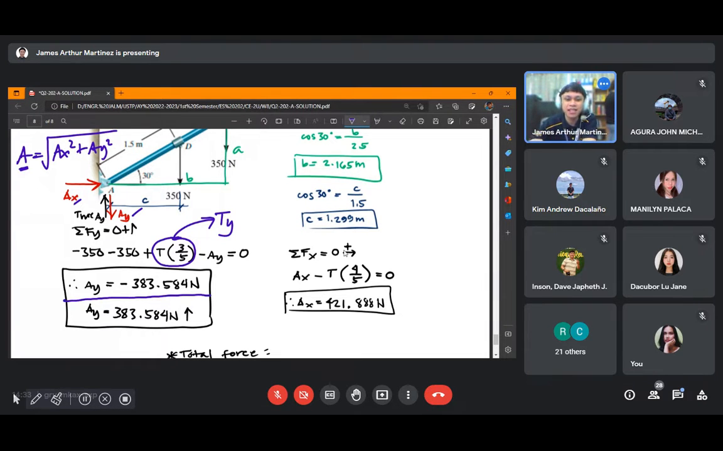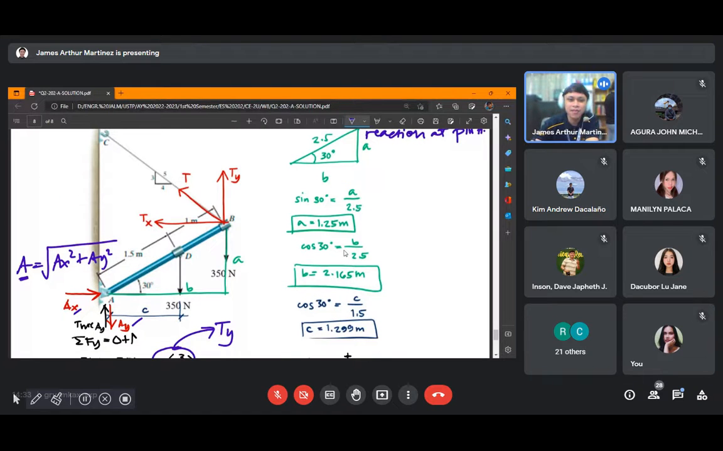Next, how about sigma Fx? If you look at the figure, we have three forces: two applied loads and three reactions, T, then Ax and Ay. On the y-axis, these two applied loads of 315 don't appear, because they only act along the y-axis.